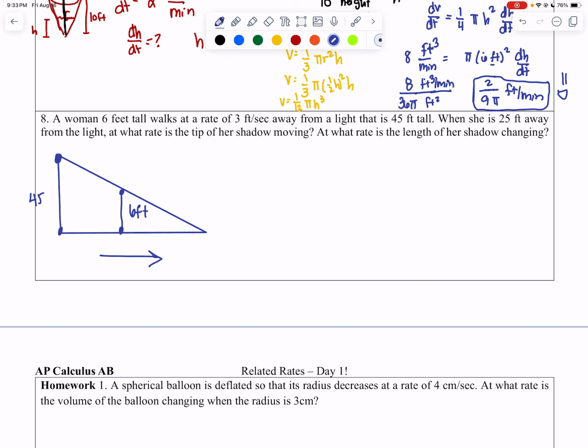When she is 25 feet away from the light, at what rate is the tip of her shadow moving? And at what rate is the length of her shadow changing? So we have the tip of her shadow, and we have the length of her shadow. So her length and then the tip of the shadow.